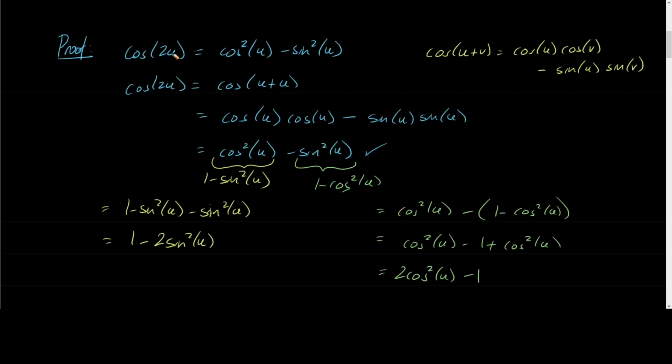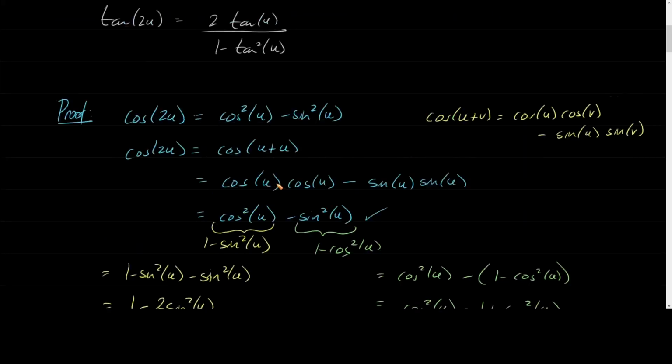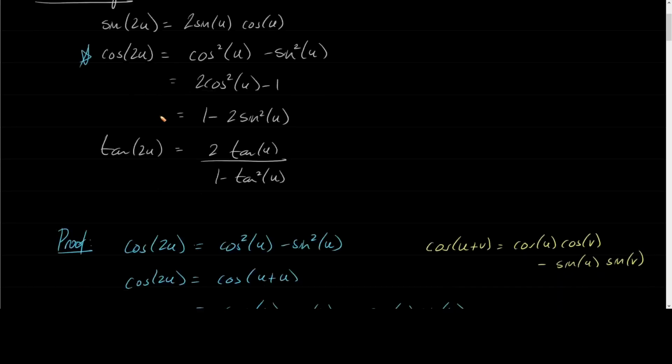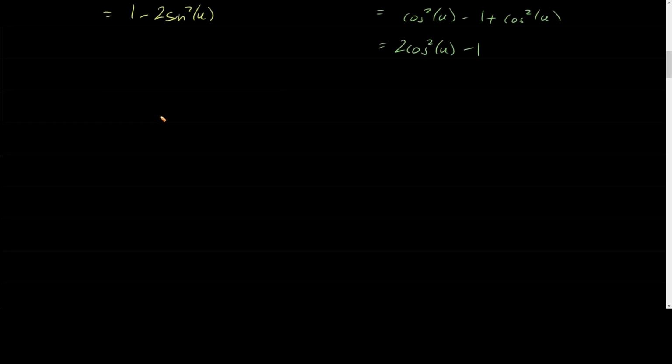All right, so first we've got the sum being written this way, and then just replacing it with some Pythagorean identities. Let's do some examples. By the way, the other two, for sine of 2u and tangent of 2u, will be proven in a similar way. Rewrite 2u as u plus u, and then use the sum and difference formulas for sine or for tangent.